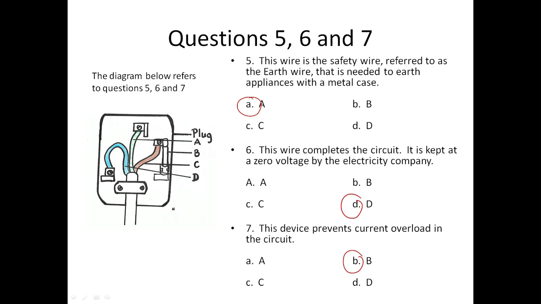This wire completes the circuit. It is kept at 0 voltage by the electric company. So this is D, and that's a neutral wire. And then this device prevents current overload in the circuit, and that would be B. B is obviously the fuse.